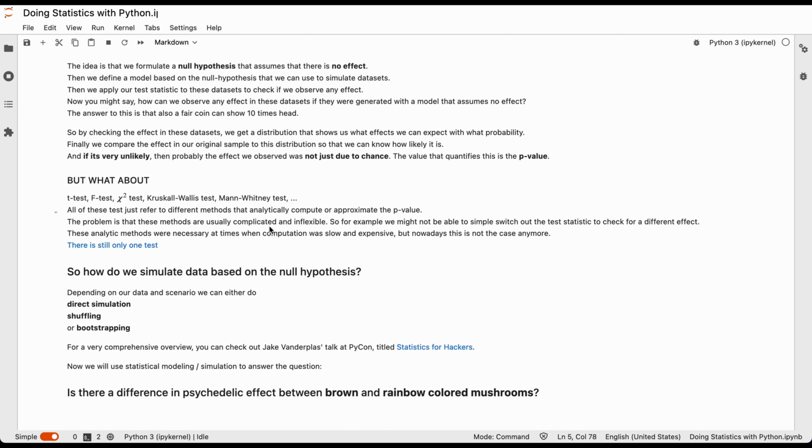But first I want to point you to two resources. The first one is a blog post that is called "There is still only one test," which also explains why we don't have to rely on these complex tests anymore. And then there's also a really good talk titled "Statistics for Hackers" by Jake Vanderplas at PyCon that also does a very good job at walking you through the general idea and also gives very good examples of how we can simulate our data. So there are actually some different methods of how this can be done. We have direct simulation, shuffling, and bootstrapping, and in this video we'll cover shuffling, and if you're interested you can also find a section on bootstrapping in the notebook.